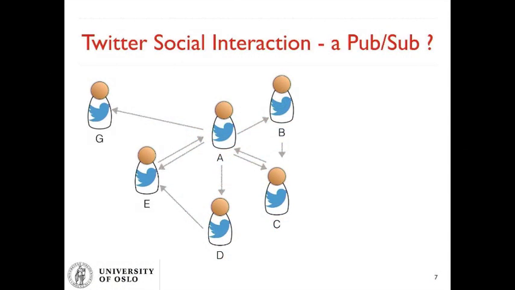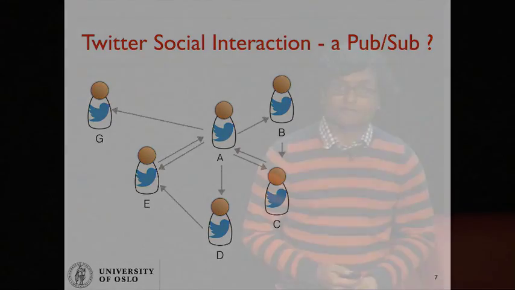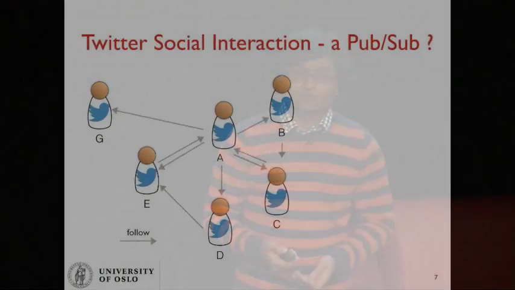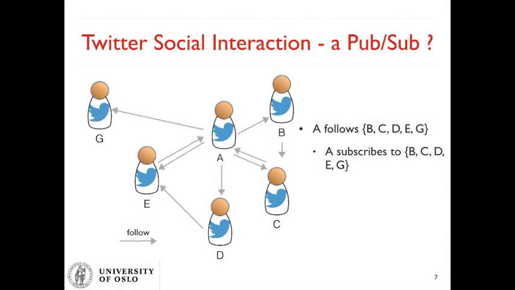So you can also map other social interactions out there into the PubSub communication paradigm. For example, Twitter, where users follow other users. And the follow relationship, if a user follows a set of other users, we can say in PubSub terms that the user subscribes to these other users.